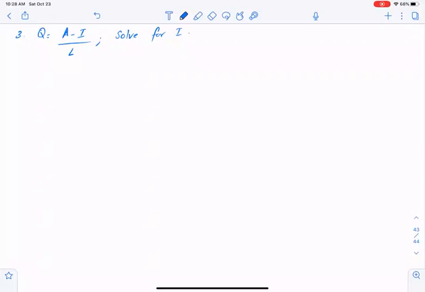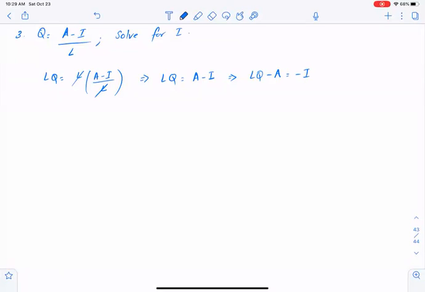So we want to solve for I. So first I'm going to multiply both sides by L. So the L's would get cancelled. So L times Q would be equal to A minus I. If I move A to the other side, I'd have LQ minus A equals minus I.